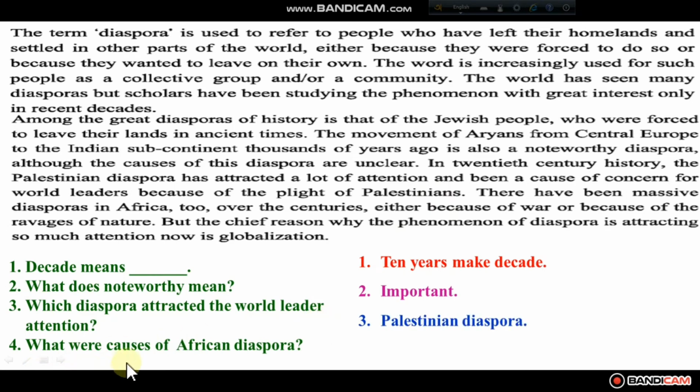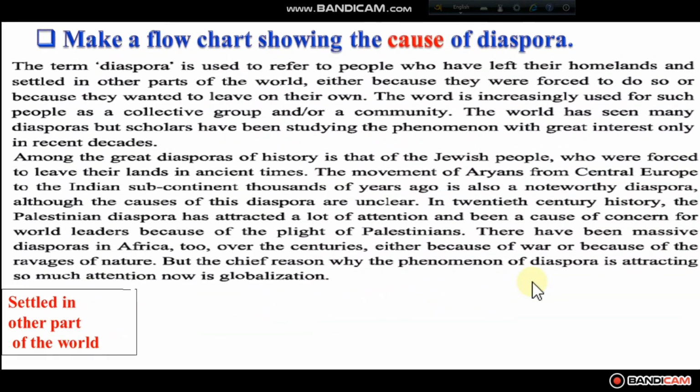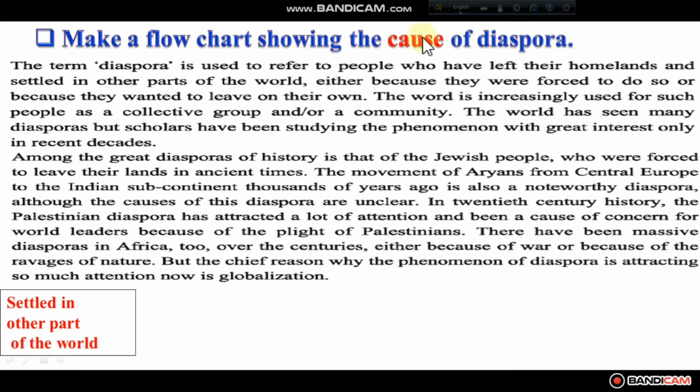Okay, what were the causes of the African diaspora? Here is the cause. There have been massive diasporas in Africa too over the centuries, either because of war or ravages of nature. So the cause of the African diaspora is war or the ravages of nature. Okay, let us do another activity. Make a flowchart showing the causes of diaspora. Okay, one is done for you.